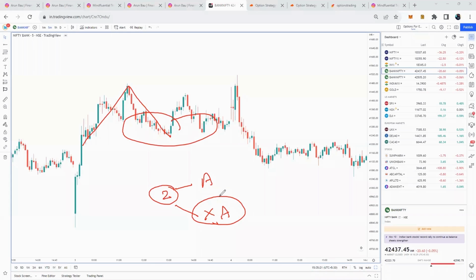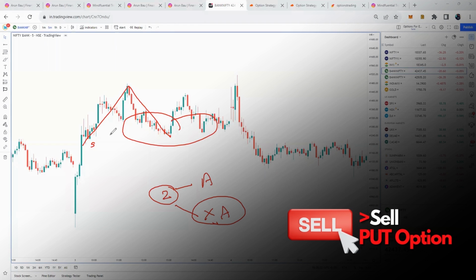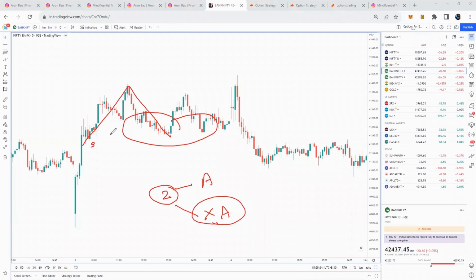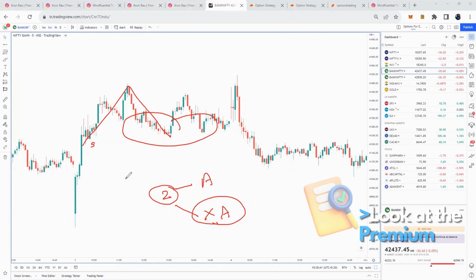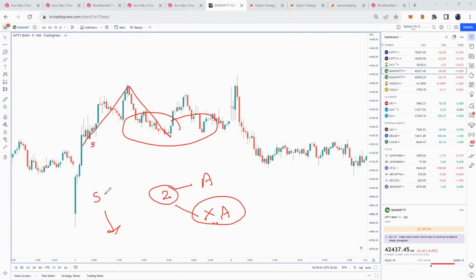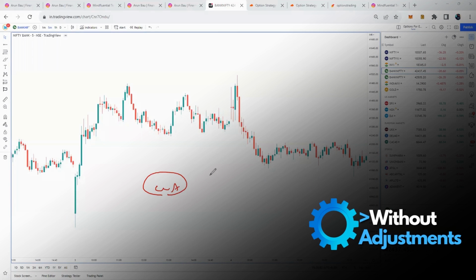Adjustment is a difficult or slightly complicated process wherein you need to move it a little bit. When the market is going up, you need to calculate the delta value and then sell a put option. If the market is going down, you need to calculate the approximate value, not based upon the delta. Sometimes we also look at the premiums trading at that point of time. And if the market is going down, you need to sell call options approximately to match that value. But we don't talk about that now. We talk about without doing adjustment.